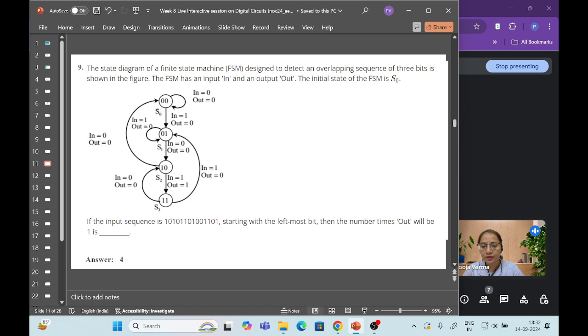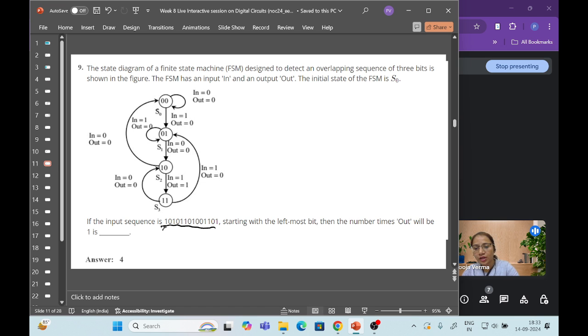If the input sequence is 1010110100001101, starting with the leftmost bit, that means this side, then the number of times out will be 1. How many times will out be 1 while moving through this input sequence? So let's check it.